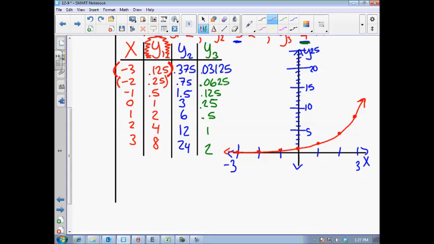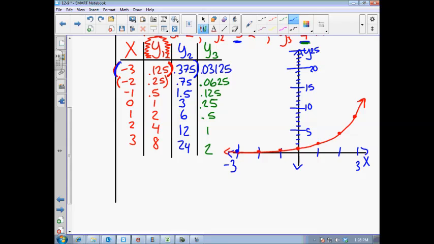Now we're going to ignore the Y1 and graph negative 3, 3.75. But we can compare it to Y1. Is 0.375 higher or lower than 0.125? Higher. 0.3, is that bigger or smaller than 0.1? Bigger, just a little bit. So when you graph your next point, you're just a little bit higher than that first point. So they are going to overlap a little bit.